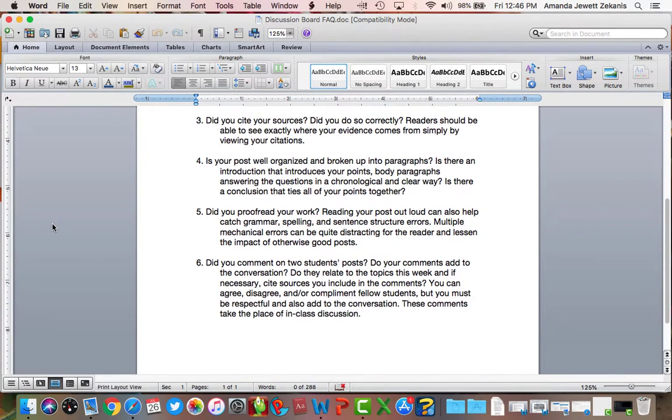Did you cite your sources? Did you do so correctly? Is your post well organized and broken up into paragraphs, or is it just one giant blob? Giant blobs are hard on the eyes when it comes to reading them, so please, please, please think of these as mini papers like mentioned in the syllabus video. Organize them as such. Did you proofread? Reading out loud can help catch a lot of errors. Spell check doesn't catch everything. If you meant to write for and you wrote from, spell check isn't going to catch that because from is spelled correctly. Did you comment on 2 students' posts?